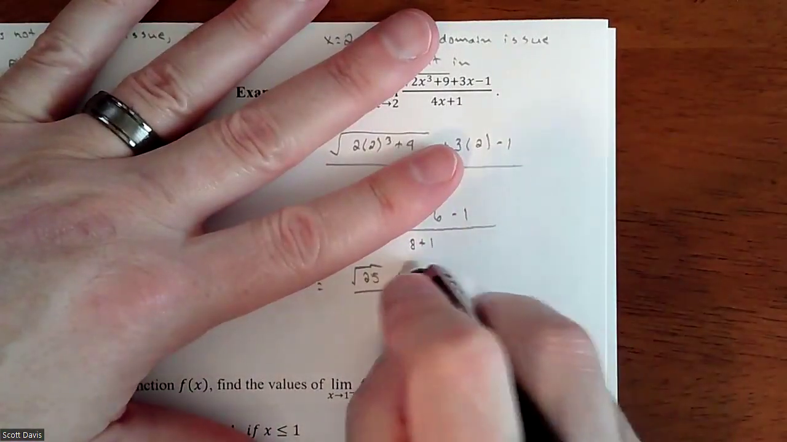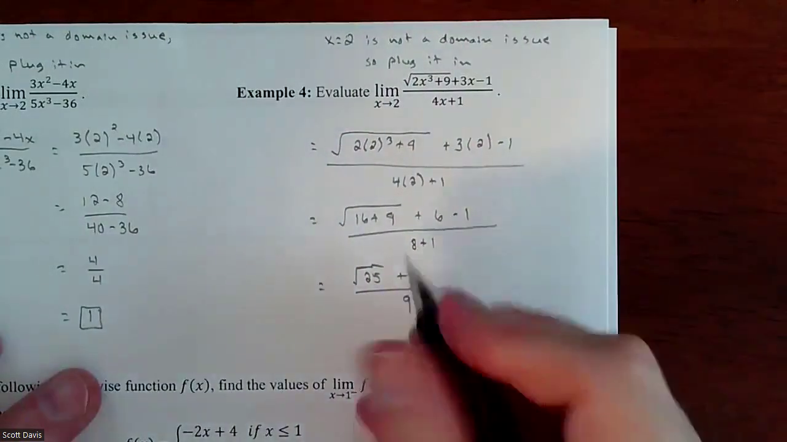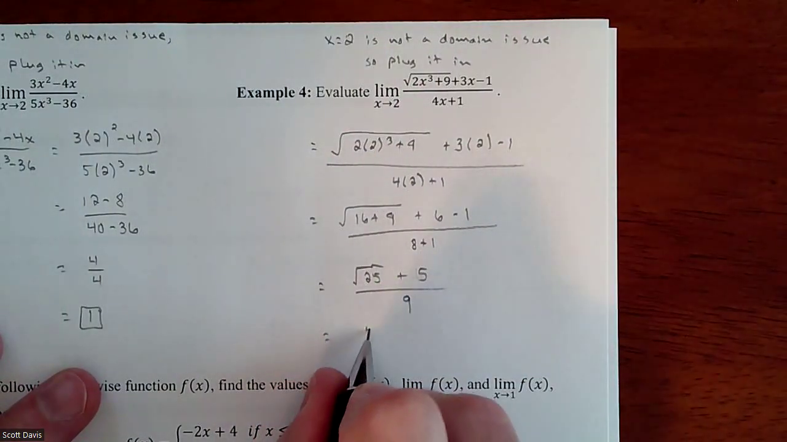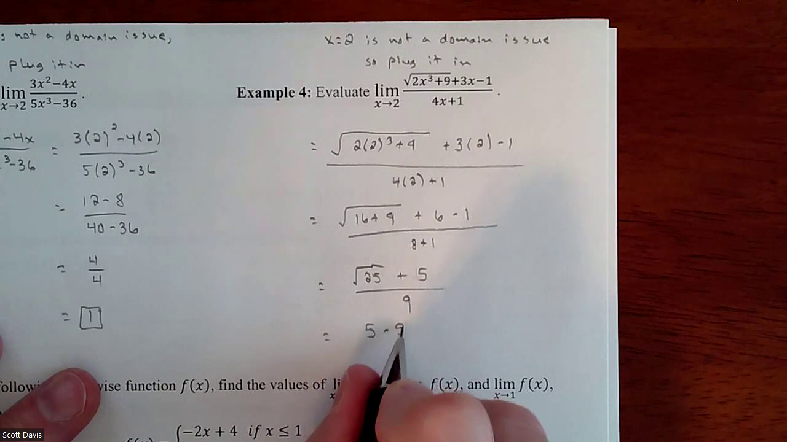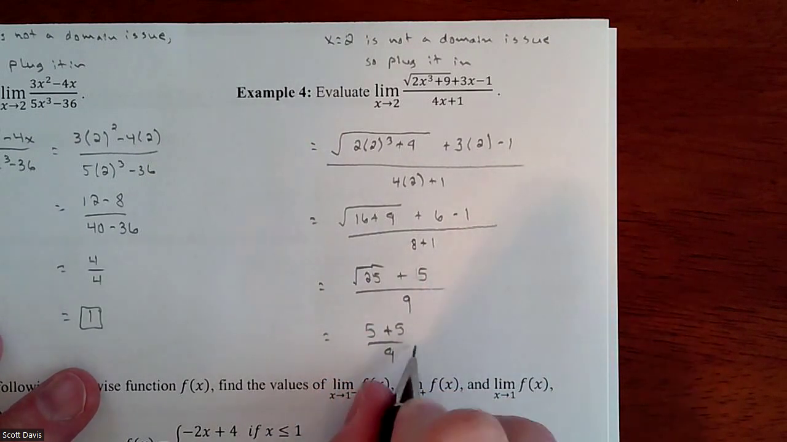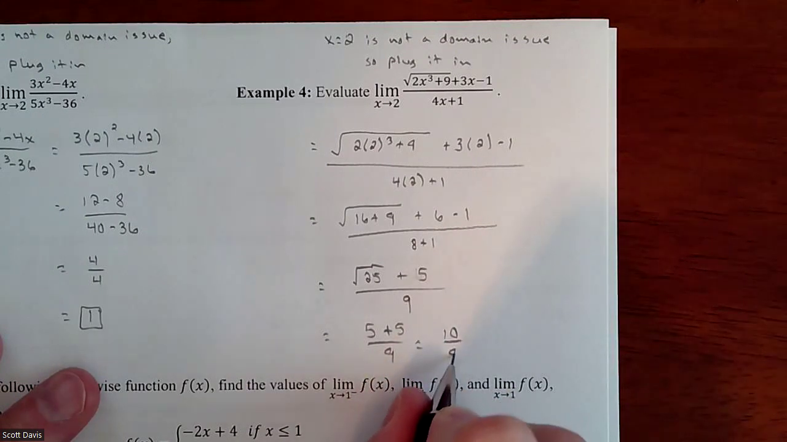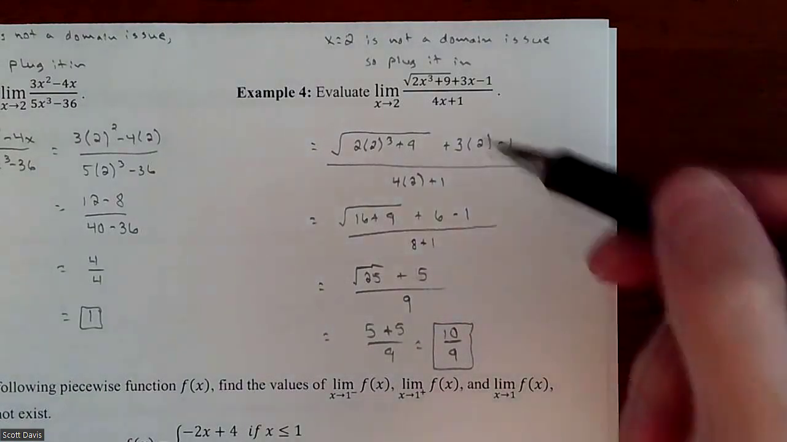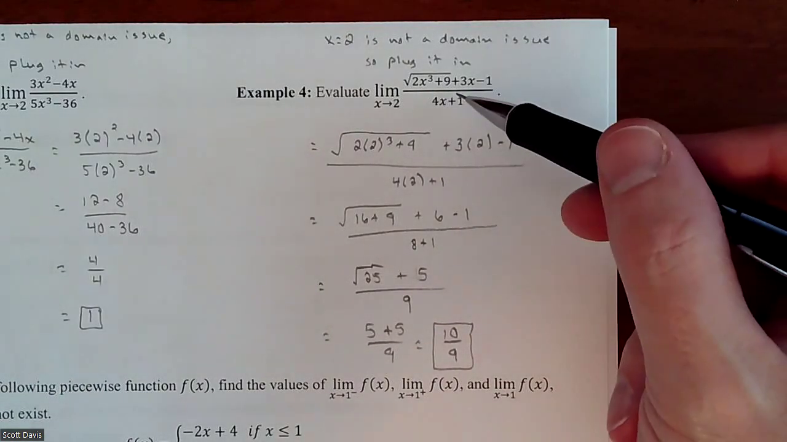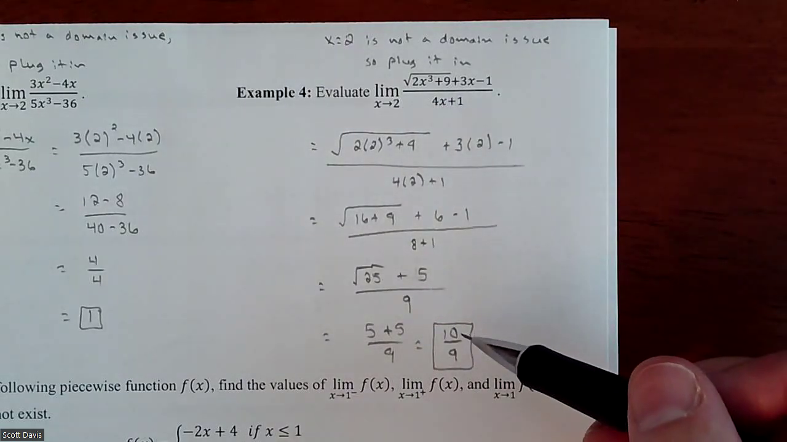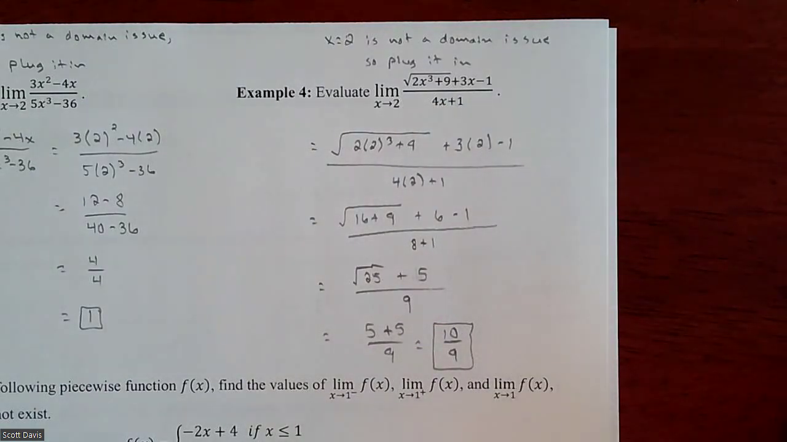Let's just do this stuff. That one's going to be 6 minus 1 is 5. So we have a 5 plus 5 divided by 9 gets us 10 ninths. All right, so again, if we graph this thing, we look at what's happening around 2, we should be approaching from both sides the value of 10 ninths. All right, let's do one more.